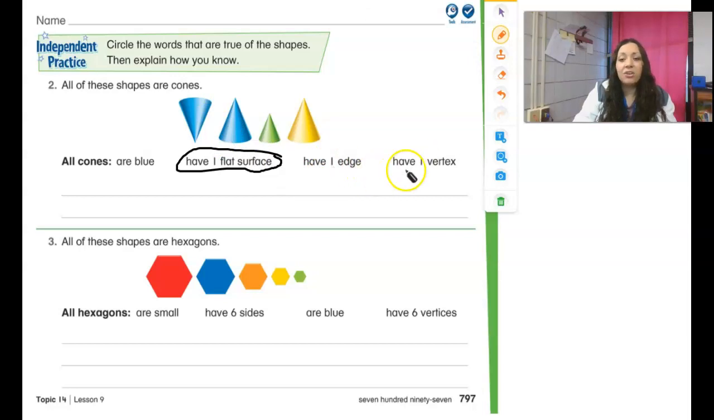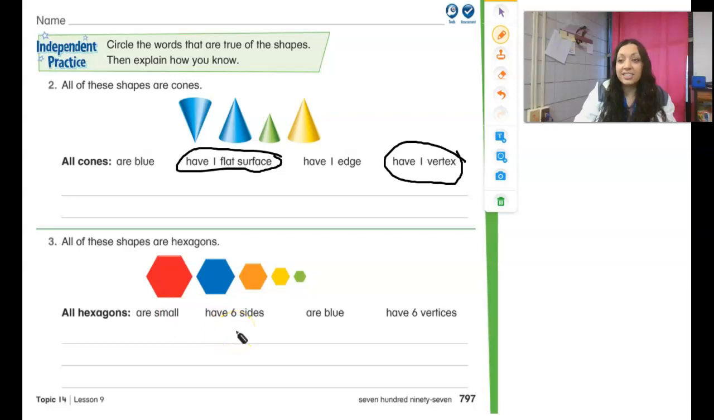No. All cones have one vertex? Yes, it has that one vertex at the top where it meets. Good job. What about this shape? This is called a hexagon. I know it's a hexagon because it has 6 sides. Are all hexagons small? No, I've got some big hexagons, so I can't choose that one.